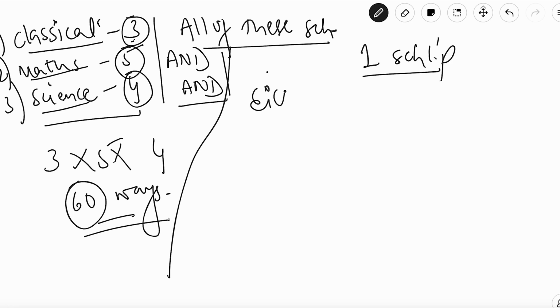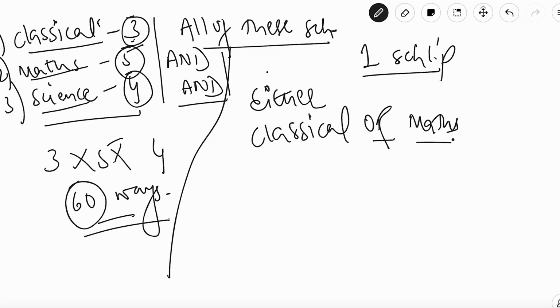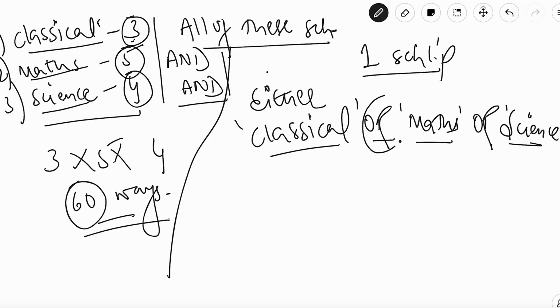So it is the case of either the scholarship being awarded from the classical category, or from the maths category, or from the science category. So we have 3 categories. It's either classical or maths or science. So we are talking about OR, and OR is the case of addition. Classical has 3 ways, maths has 5 ways, science has 4 ways. But we can choose only one of the categories.